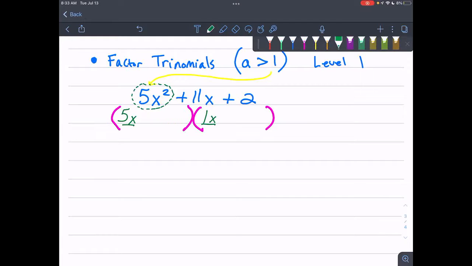Can we put plus and plus in here? Yeah, both of our signs up here were plus, so you can go ahead and put that in. The last things in there have to multiply to be 2. The nice thing about that is there's not a whole lot of options for multiplying to be 2. What do the numbers have to be? 1 times 2.